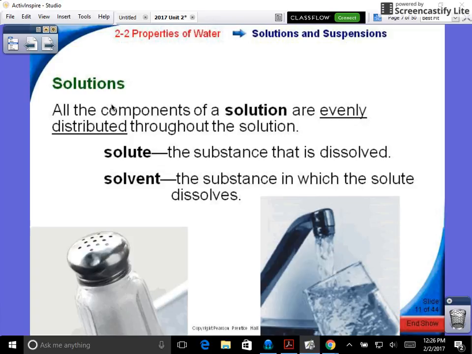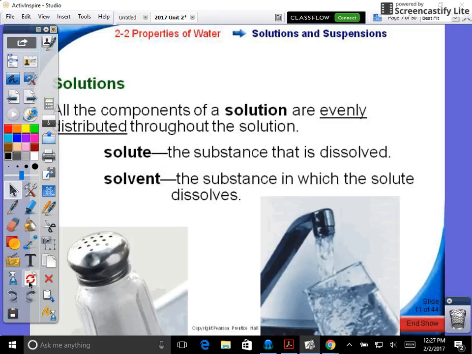Finally, the last kind of chemistry review is the idea of a solution. All the components of a solution are evenly distributed throughout the solution. So a solute is the substance that is dissolved, and the solvent is the substance doing the dissolving. So draw an arrow to the picture that represents the solute, what's getting dissolved, and draw an arrow to the picture that represents the solvent, what's doing the dissolving. And your arrow should look like this.